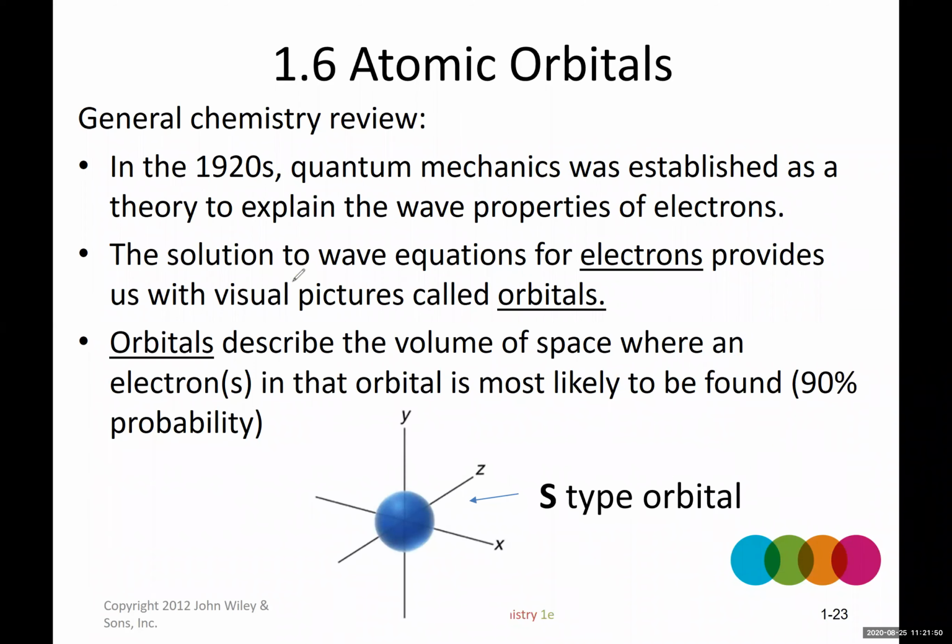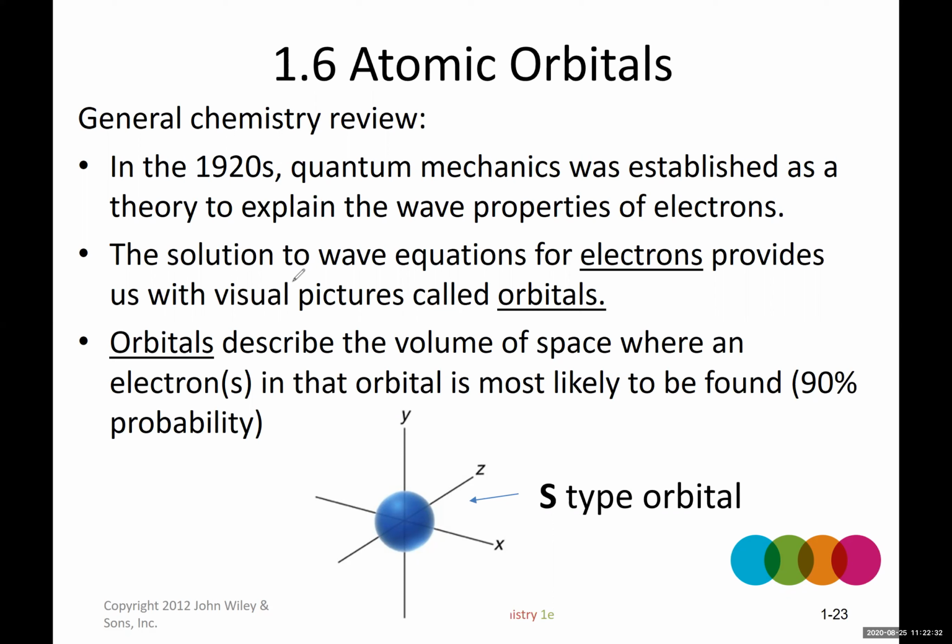Okay? But I want to look at orbitals and bonding in a little more detail. This is continuing our review of general chemistry, looking at the things that are the most relevant for organic. So, you know about atomic orbitals. In the 20s, quantum mechanics was established as a theory to explain that electrons have wave-like properties. They behave like particles sometimes, but they also behave like waves. They have wave quality.